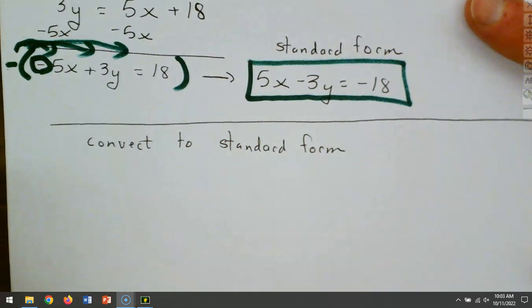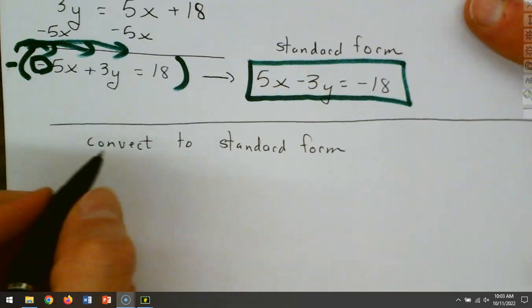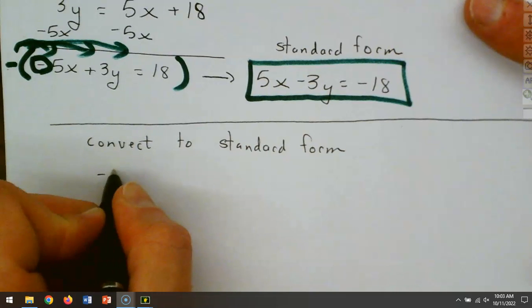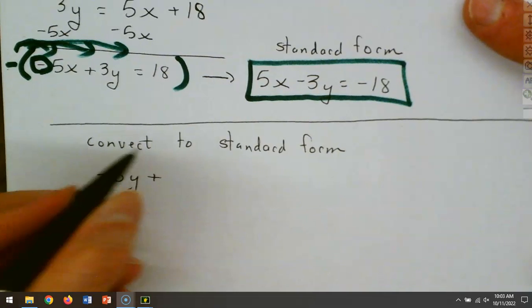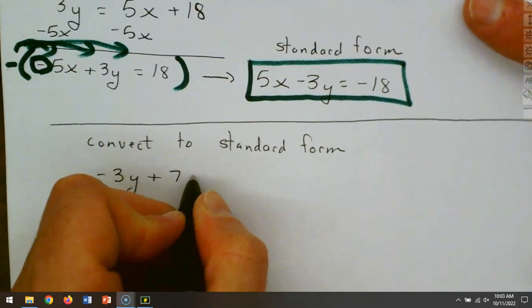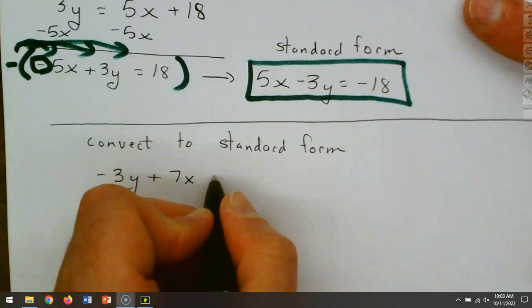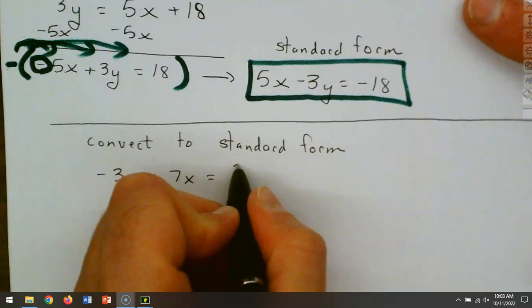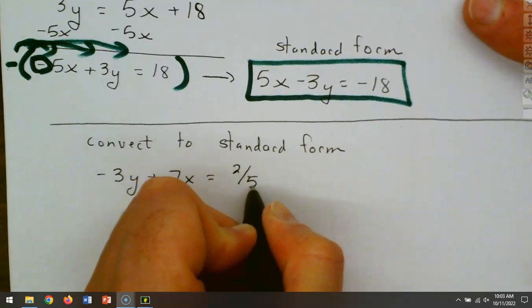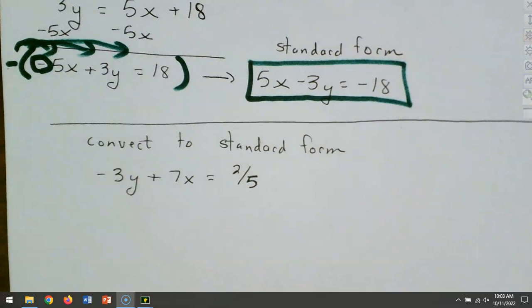So we're going to convert this one to standard form. And let's see, I give you a minus 3y plus 7x equals 2/5. So right now it's not in any form at all, right? It's not in slope-intercept, it's not in standard form. I want this to be in standard form.